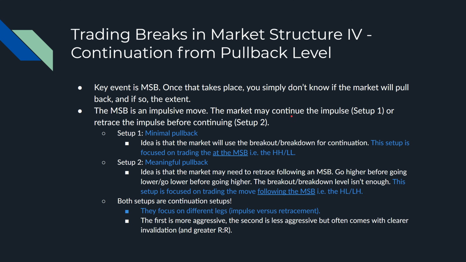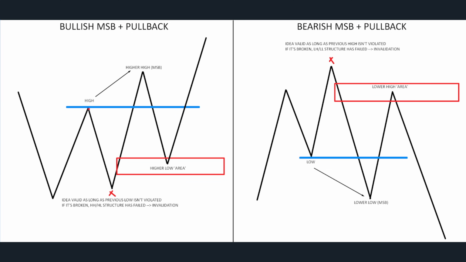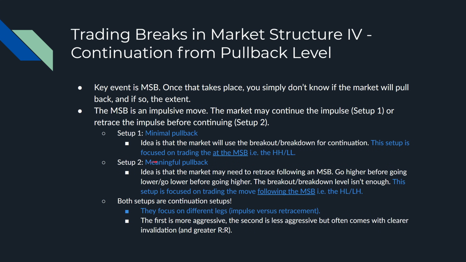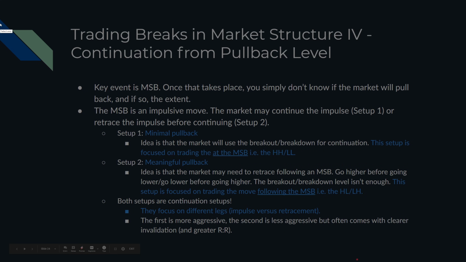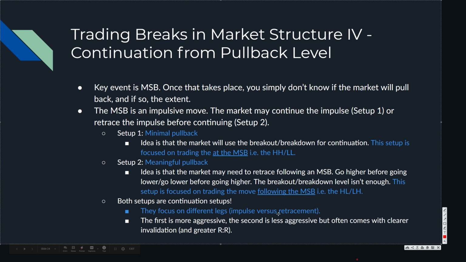So now with that kind of diagram knowledge and defining things more clearly, setup number 1 is minimal pullback. The idea is the market will use the breakout or breakdown level for continuation, and this setup is focused on trading at the market structure break, right? Where was market structure broken? It was at this high, and that's where we trade. That's setup number 1. Setup number 2, meaningful pullback. The idea is the market may need to retrace following an MSB. So this setup is focused on trading the move following the market structure break. Not at the market structure break, but following the market structure break, i.e. the higher low or the lower high. Maybe the most simple way of expressing it, I mean, yes, the focus is on different legs, impulse versus retracement.